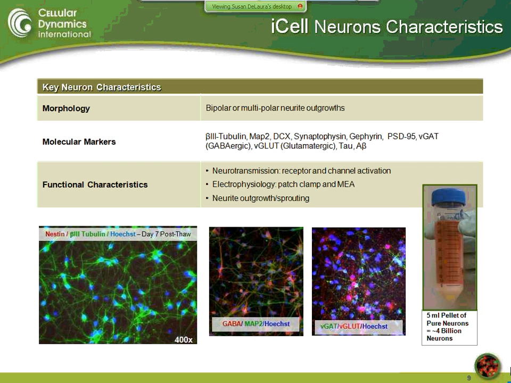Some of the different molecular markers. This is a short list of some of the molecular markers that we looked at to make sure that our cells were expressing them, from your more general neuron marker of beta-3 tubulin down to a little bit more specific markers like your VGAT and your V-glut and some of the other post and presynaptic markers. We also were looking at functional characteristics, so wanting to look at the receptor and channel activation and the electrophysiology, and as Grischa had talked about, some of the high-content imaging assays, the neurite outgrowth and sprouting.